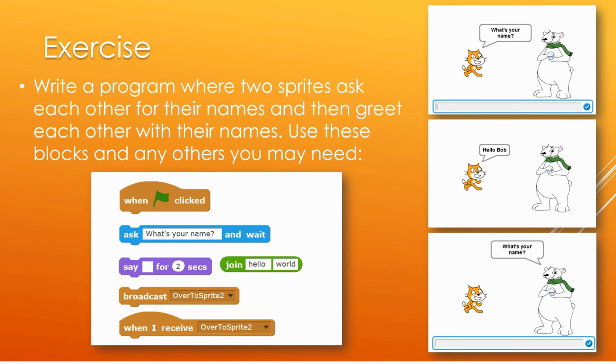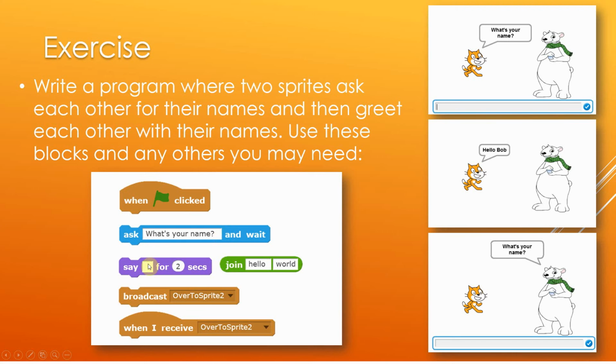You're going to need to use the blocks shown below here, and you may use any other blocks that you need. So we're going to need a when green flag clicked to get the program started. We're going to do an ask what's your name and wait to get the name of either the cat or the polar bear.